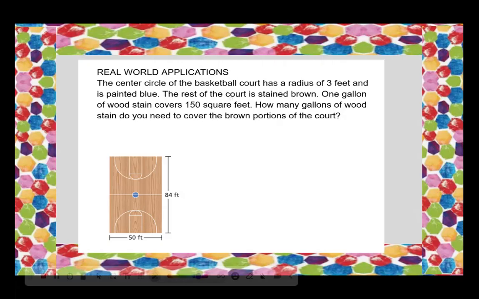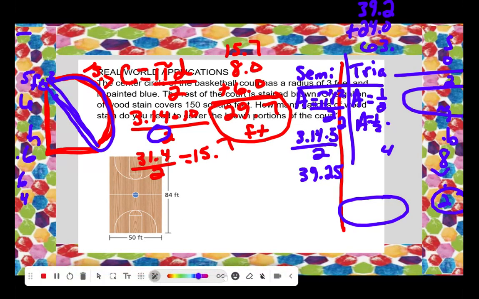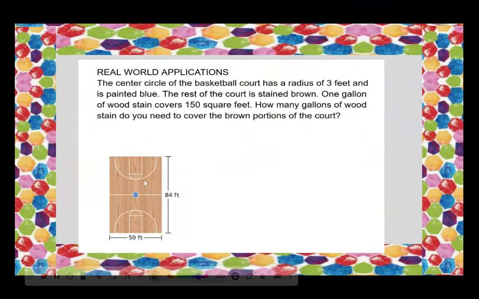Okay, real world applications. Okay, the center circle of the basketball court has a radius of 3 feet and it's painted blue. Okay, so here's my semicircle. Weird things are happening. It all came back. Here's my semicircle, and we know the radius is 3. So on the basketball court, I'm just going to draw it out.